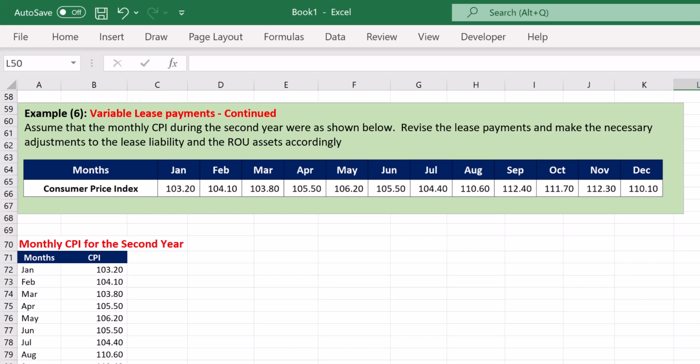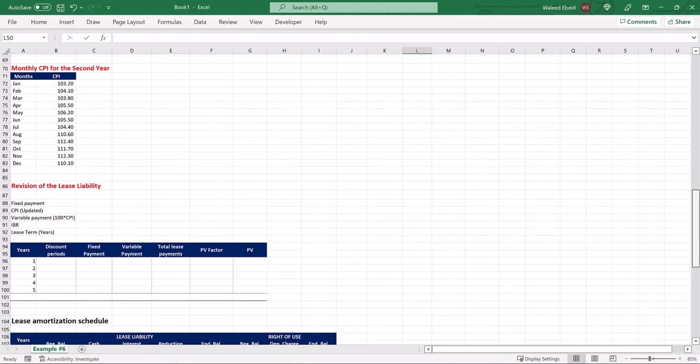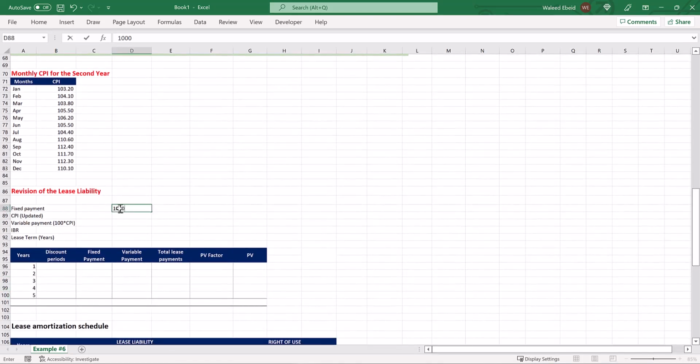Here, there is a change in the consumer price index after the commencement date of the lease, and as mentioned in the example, the variable lease payment based on that index shall be revised by the end of second year. So, here is the fixed lease payment, 10,000. And this is the average consumer price index for the last 3 months of the second year. And this is the revised variable payment. Then the lessee's incremental borrowing rate, and the lease term.